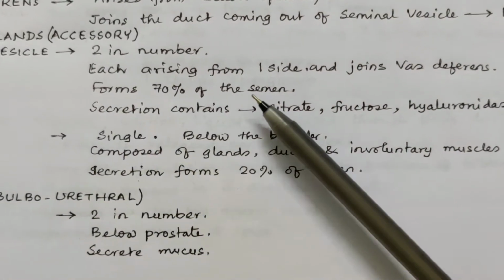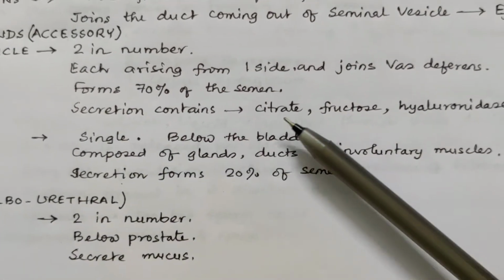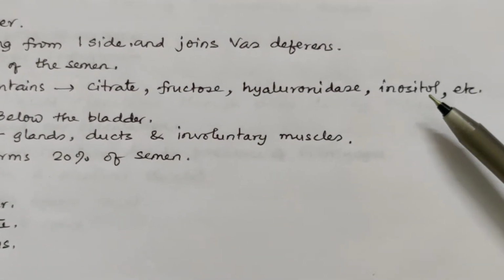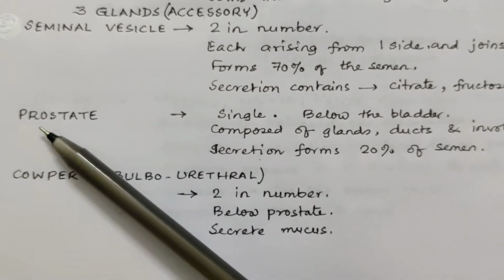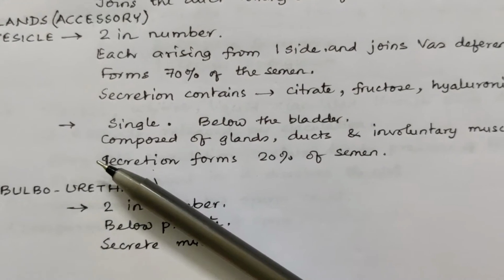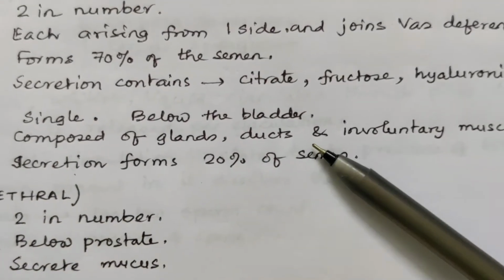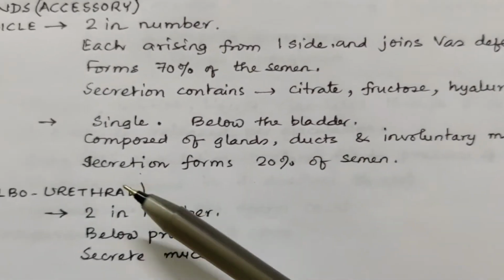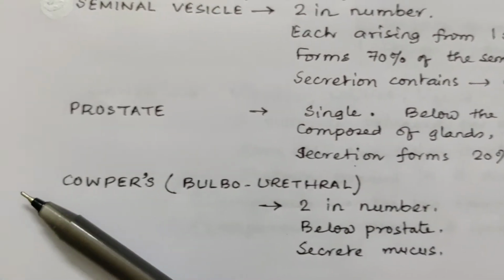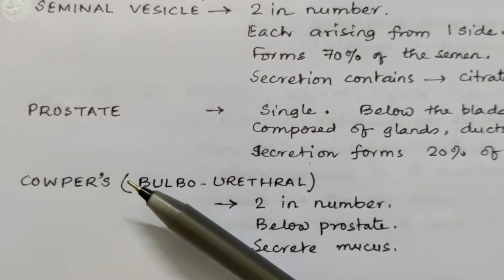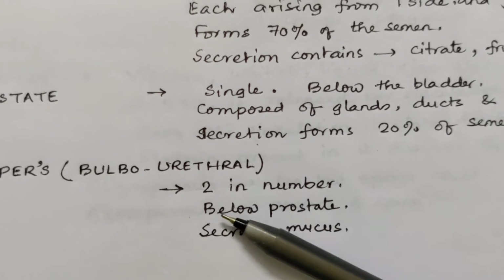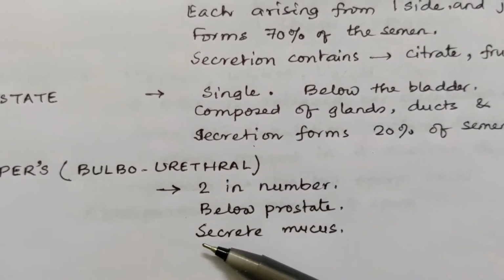It forms 70% of the semen. The secretion contains citrate, fructose, hyaluronidase, inositol, etc. Then a single prostate gland below the bladder. It is composed of glands, ducts and involuntary muscles. The secretion forms about 20% of the semen. And the third one, also a paired structure, is Cowper's glands or bulbourethral glands, which are below the prostate and they secrete mucus.